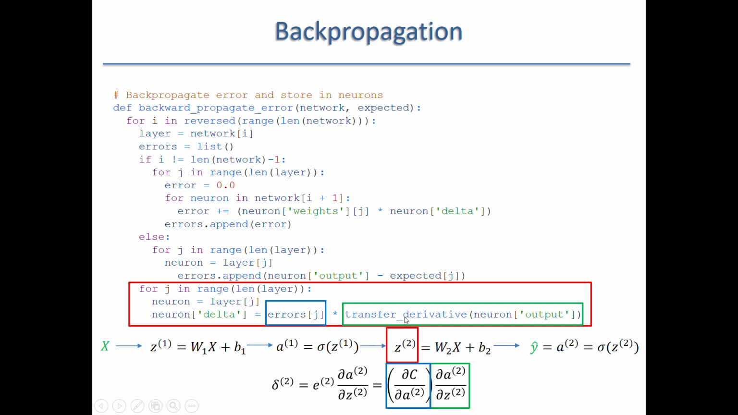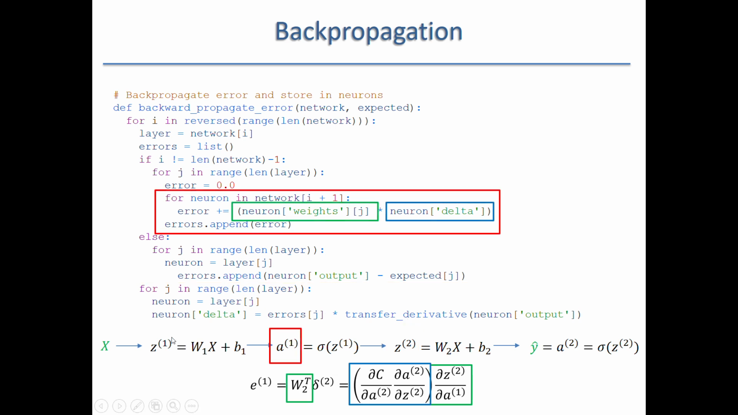Okay, so then we are done with the last layer. We go for the next layer. For the next layer, we no longer go this way, but we go this way. And then what we have is this E. So we have to compute E. E here is W2 transpose times delta 2, and this weight is this one.